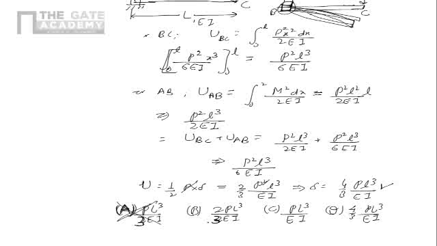Now let's go to the third answer, which is PL cube upon EI. Now this we do not know whether it is right or wrong. It may be right or it may be wrong. So we have eliminated successfully two options. We have eliminated option B and we have eliminated option A. So now we have to choose between PL cube upon EI and 4 upon 3 PL cube upon EI. And we know from the solution that this is the answer.